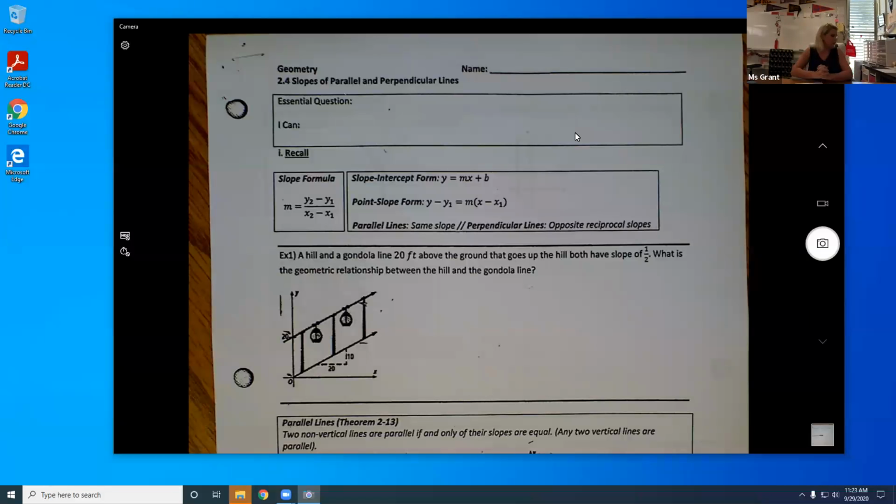Okay, we're doing chapter 2, lesson 4. It is slopes of parallel and perpendicular lines. The big things that you need to remember are that the slopes of parallel lines have the same slopes, same number, and then the slopes of perpendicular lines are opposite and reciprocals.